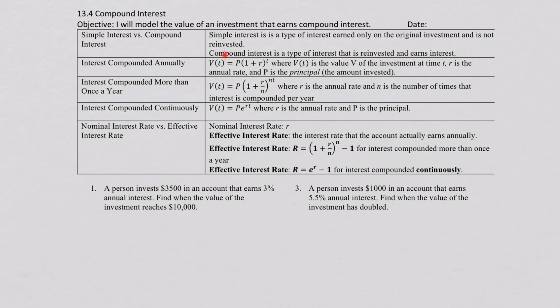In compound interest, on the other hand, they reinvest the money that you earned. So let's say the first year you invested 1,000, and by the end of the year you have 1,050. The next year they're going to use those 1,050 to calculate the new amount, which means that you're probably going to get more at the end because now you have a larger initial amount.